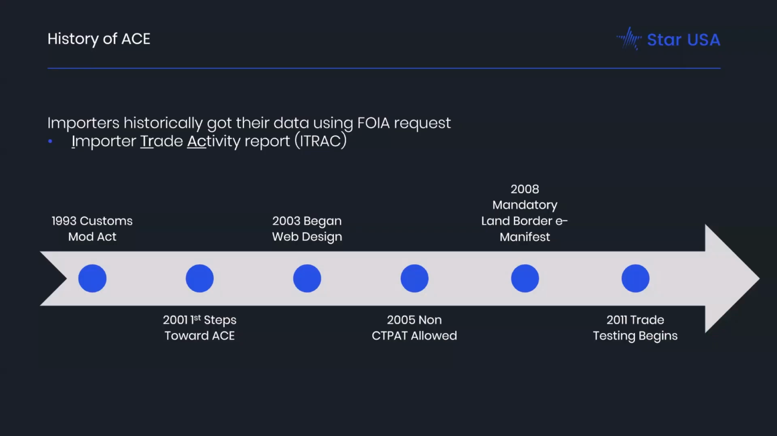The idea for ACE started in 1993 with the Customs Mod Act. That was based around the idea that the trade needed automation and electronic processing. In 2001, there was a $1.3 billion 5-year contract for creating ACE. Functionality was delayed for it. ACE was supposed to be complete in 2007, and it was originally a replacement for ACS.